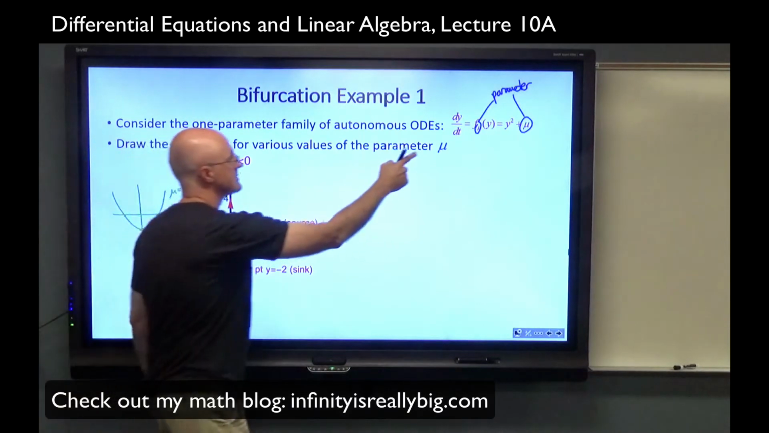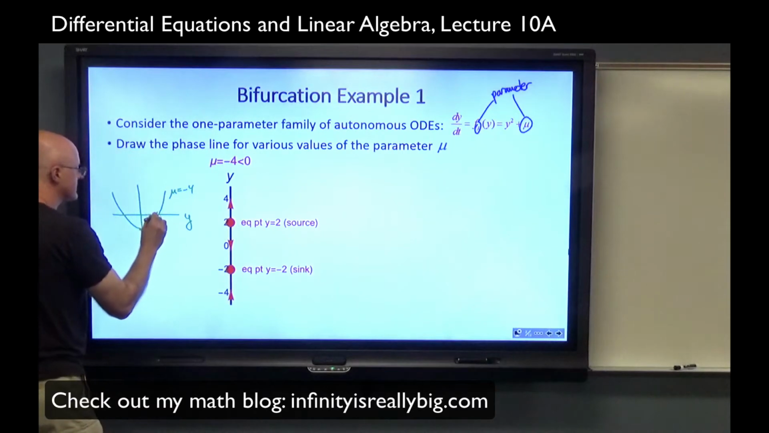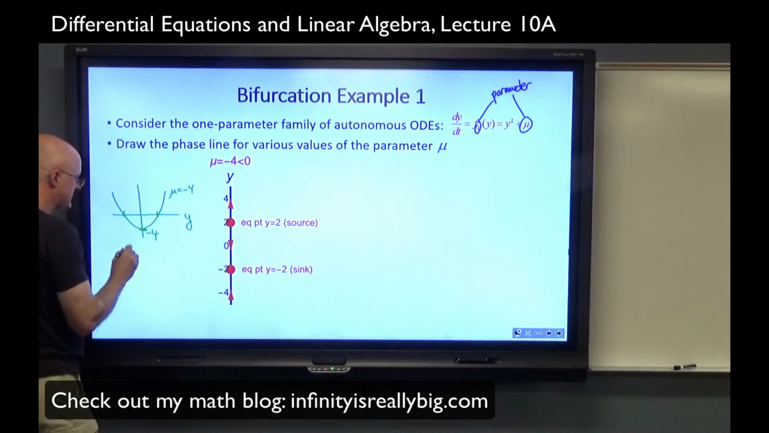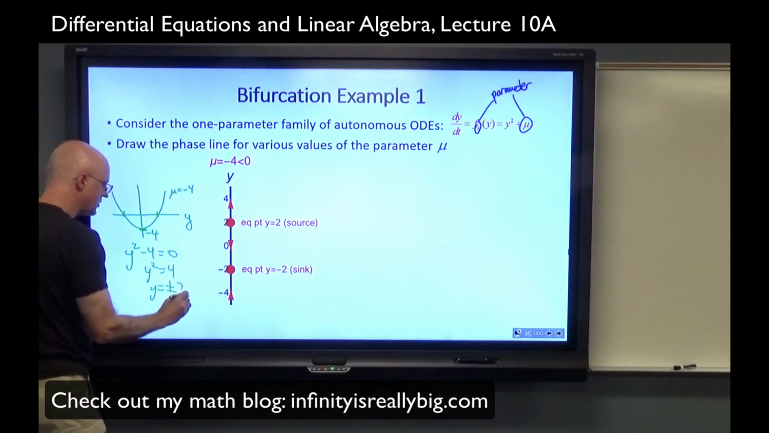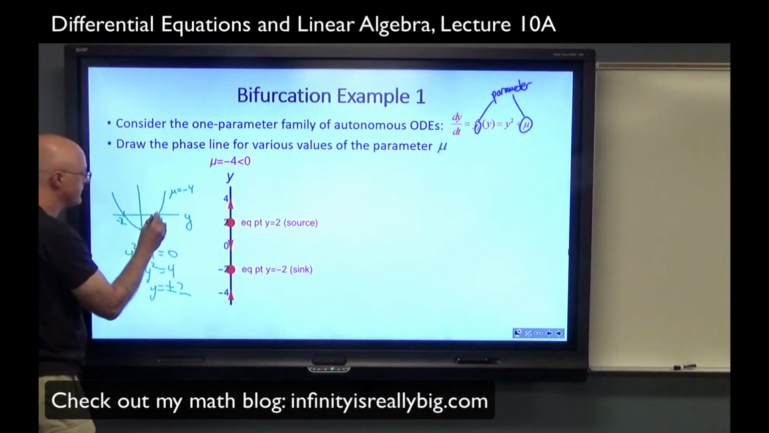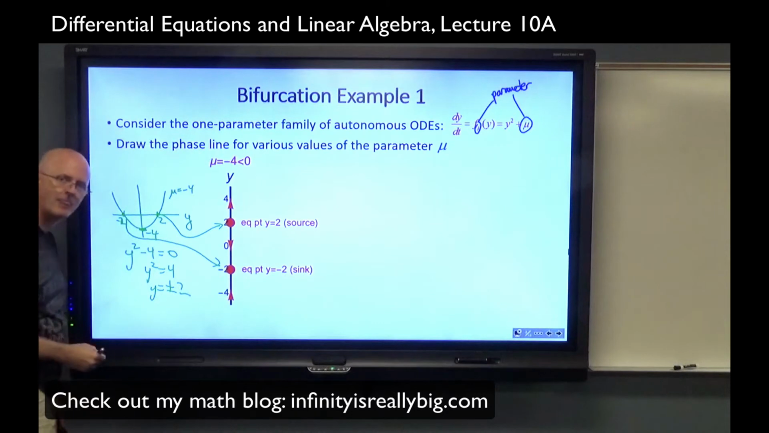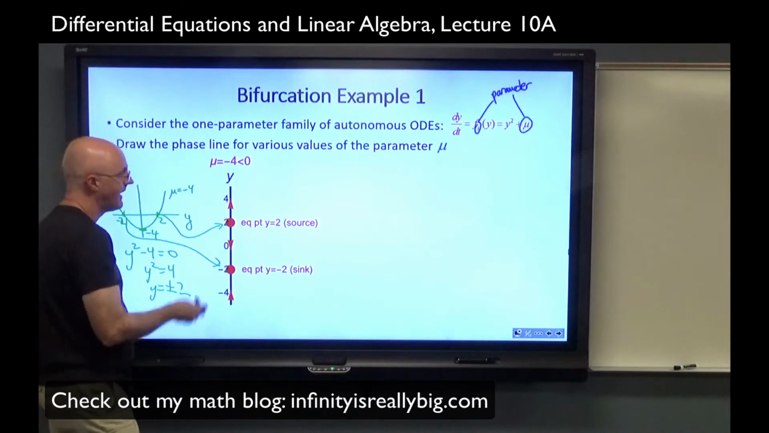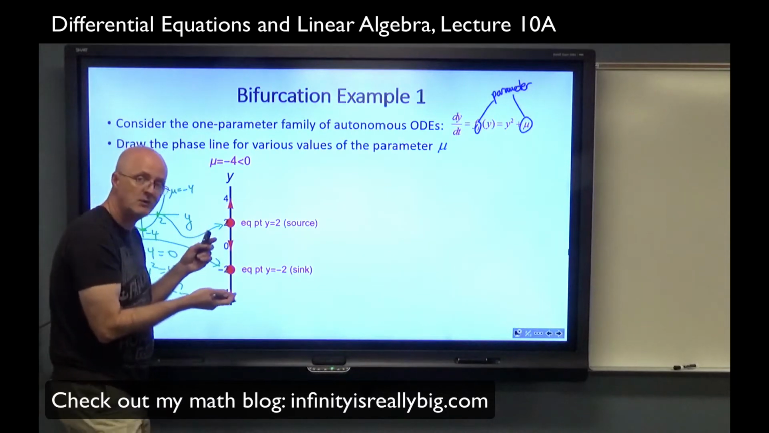The right-hand side here is y squared minus 4 in this situation. The horizontal intercepts are where y squared minus 4 equals 0, y squared equals 4, y equals plus or minus 2. This is 2, this is -2, right over here. Those correspond to these equilibrium points. This point becomes this point here, this point becomes this point down there.